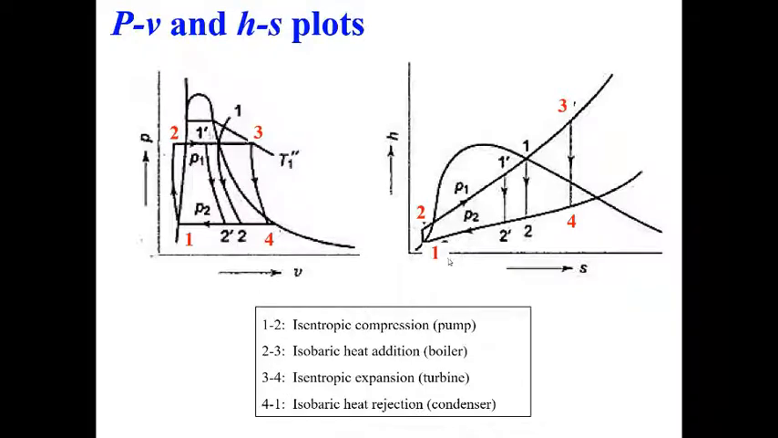Similarly, we have shown these processes on an HS diagram, enthalpy and entropy. So 1 to 2 is isentropic compression, so it has a straight line perpendicular to the S axis. Then we have 2 to 3, which is isobaric heat addition, shown here P1. Then it comes down, isentropically expanded inside the turbine, and 4 to 1 is isobaric heat rejection in the condenser.